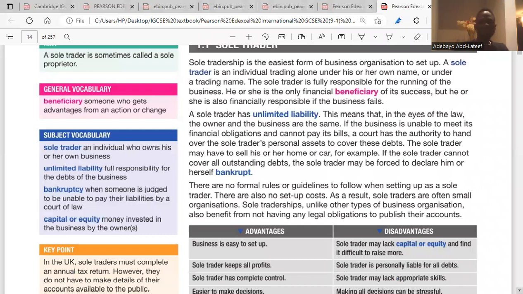So here's a sole trader. When we talk about the financial beneficiary, we're talking about all the gains that the sole trader will make. All the gains he or she makes belong to him or her. And whatever happens, if the business fails, he or she bears all the burden. I think it's clear. So we go to the second paragraph.